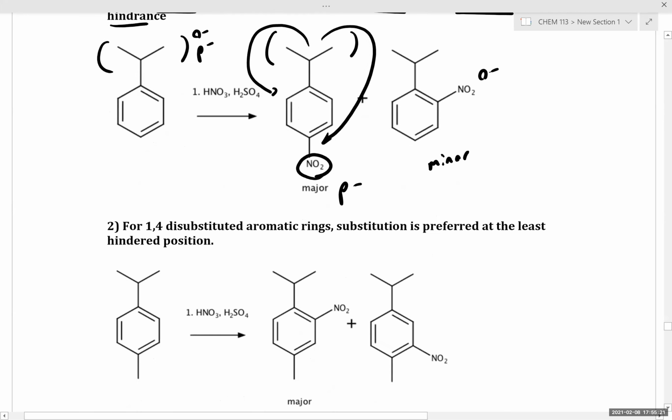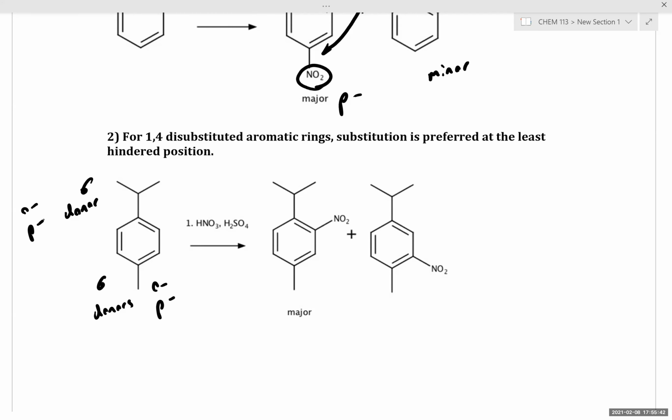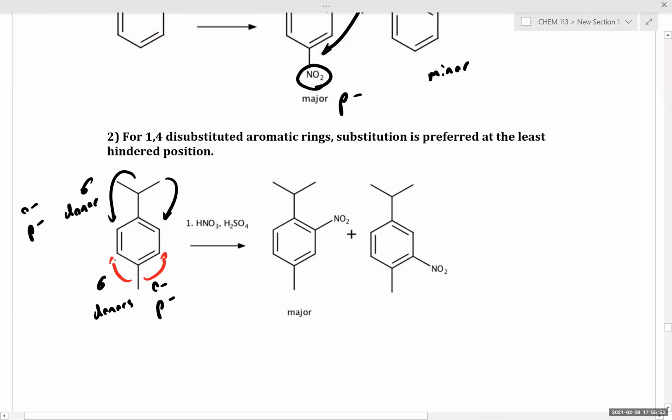Perfect. So, in cases where you have two substituents that are both, in this case, sigma donors, we have ortho-para directing effects. This is the example one of the students brought up that they wanted a little more clarification on. So in cases where you have identical directing effects, and it's a 1,4 disubstituted ring, this isopropyl group is directing to its two ortho positions, and the methyl group is directing to its two ortho positions. They're equally strong directing groups, so we can't break the tie there.